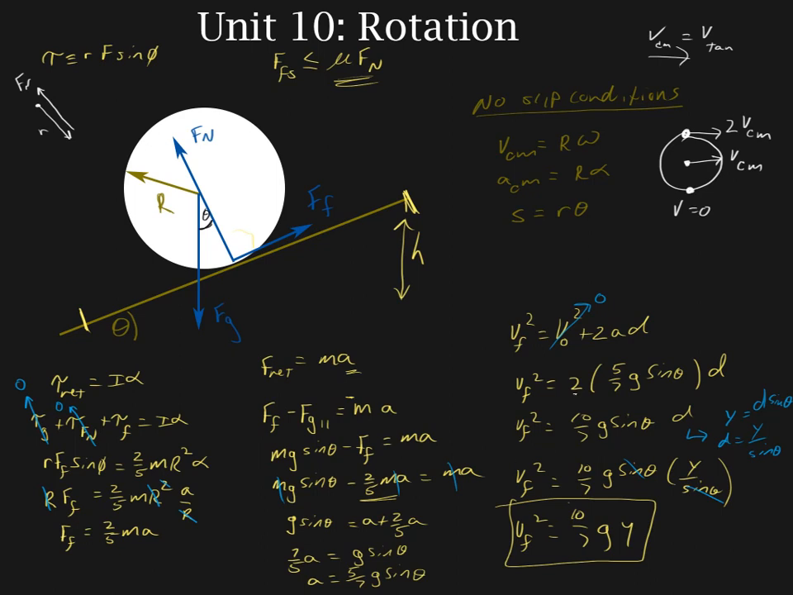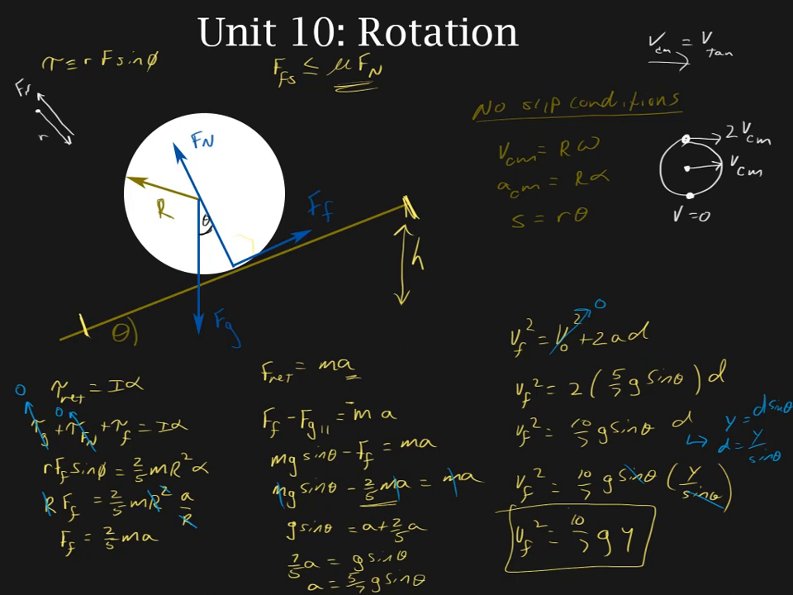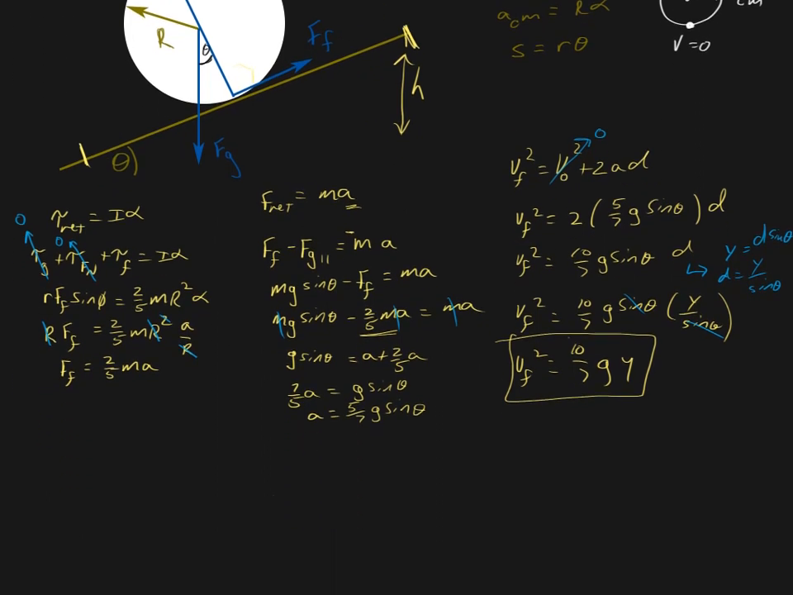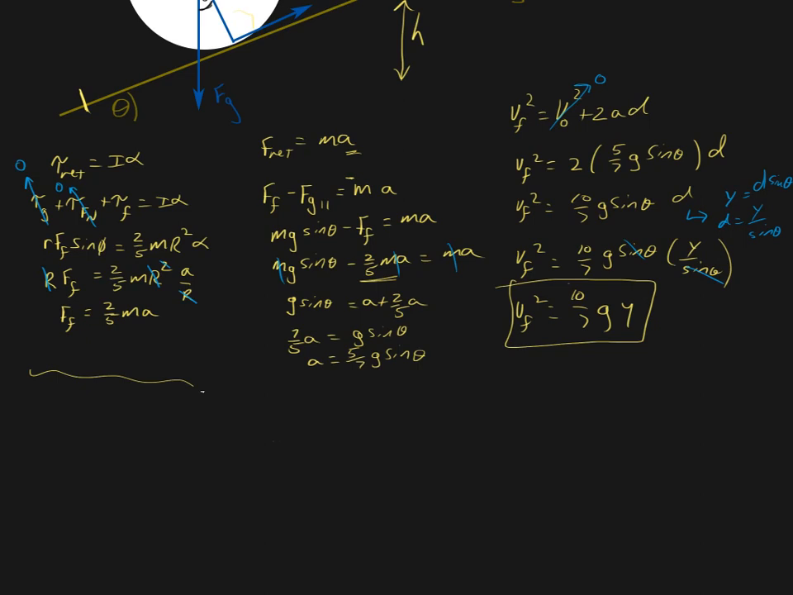Okay, now the last thing I want to do is go through the example where we use the point of contact as our axis of rotation. So the problem is still going to start out basically the same. We're still going to write tau net is equal to I alpha, and we still have the torque due to the normal force, the torque due to gravity, and then the torque due to friction is equal to I alpha.